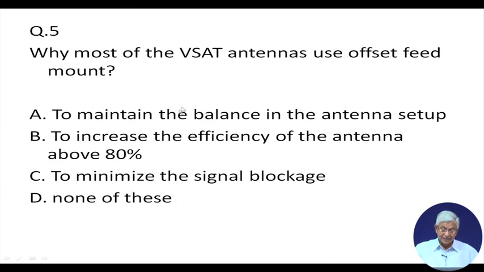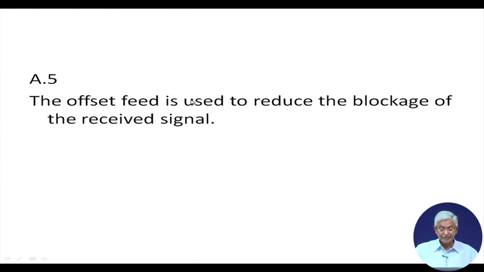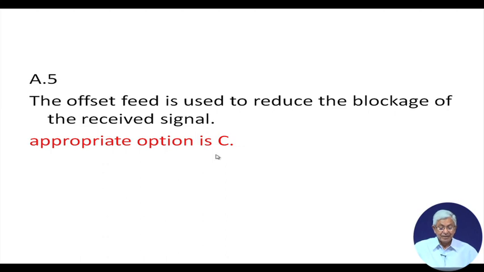Now, if you recollect, if you put the feed in front of the parabola just at the focus, prime focus feed, the signal is blocked. So, that is to avoid the signal blockage, only one portion of the parabola is taken, where the feed is not coming in front of it. So, that is why it is called offset. You try to recollect the diagram. So, offset feed is used to reduce the blockage of the received signal, that is the correct option, that is the choice C. Now, let us go to another question.